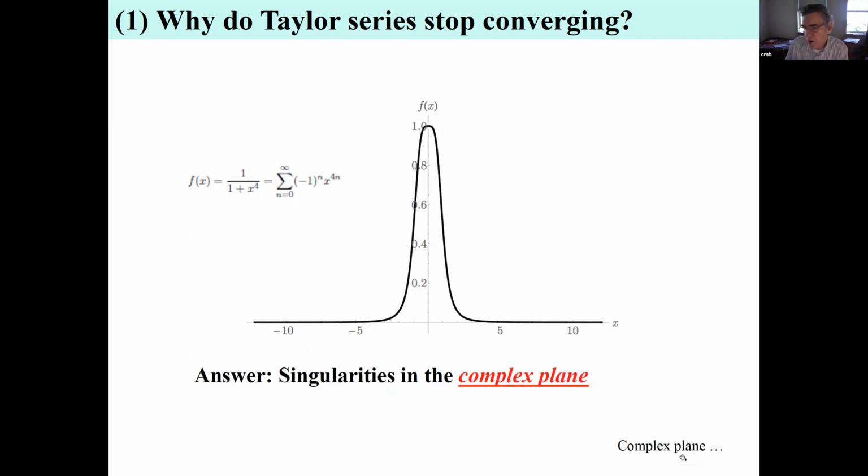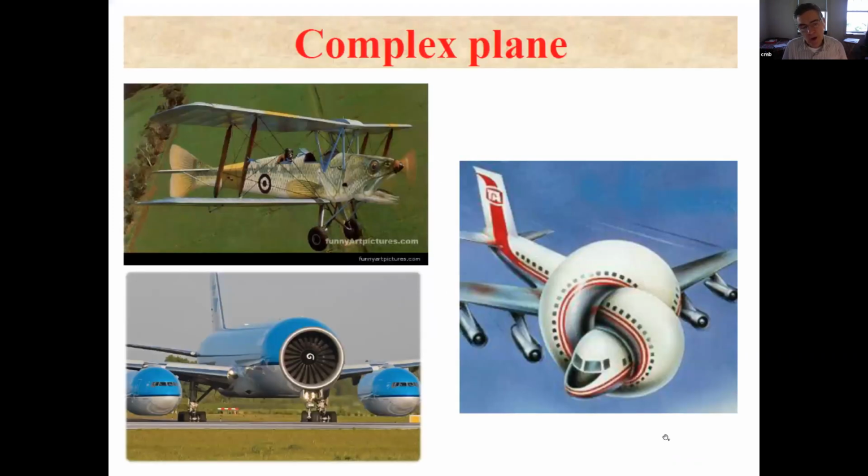And just in case you haven't yet studied the complex plane, here are some examples. This particular plane over here works very, very well, except it has one problem. The passengers ride over here, but the toilets are over here. But apart from that, it's a great design for a plane.